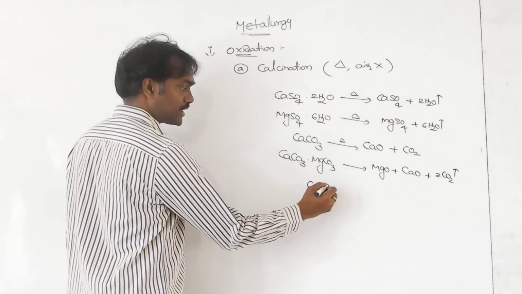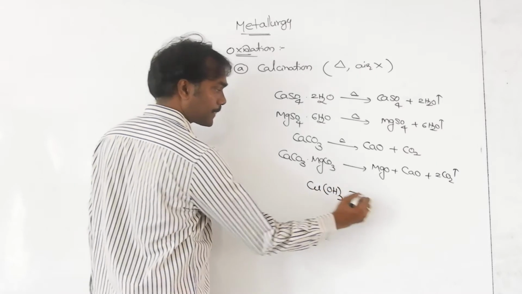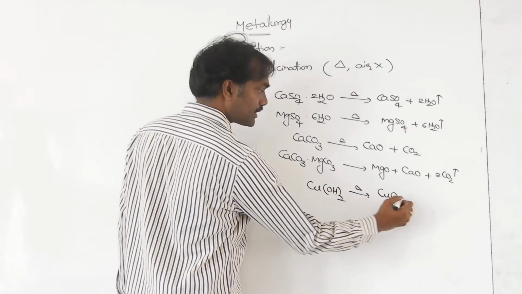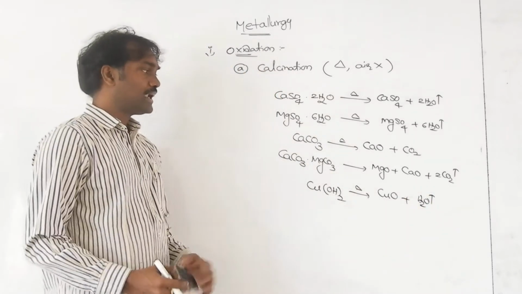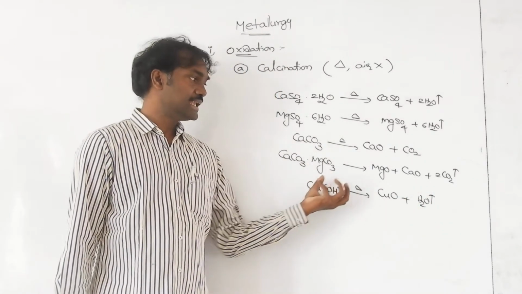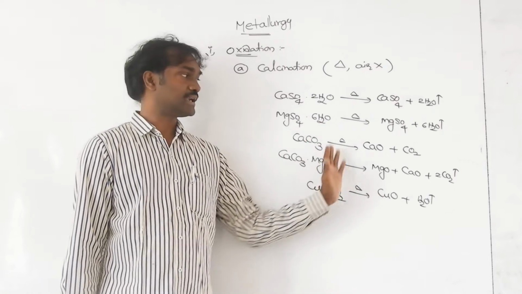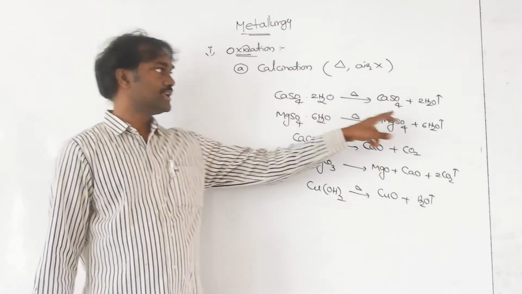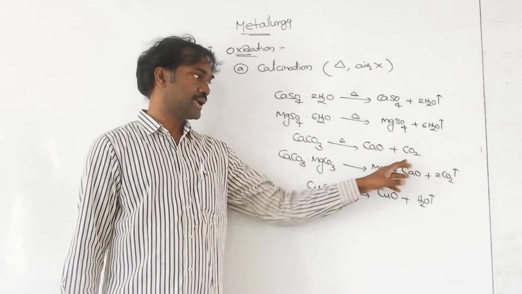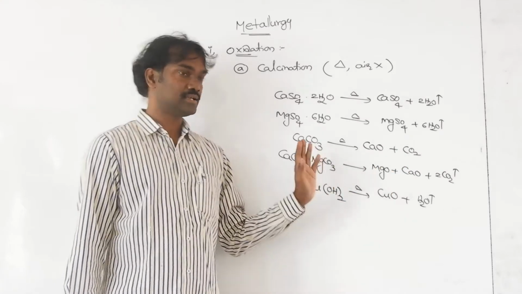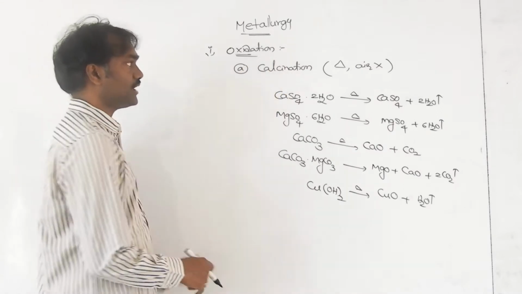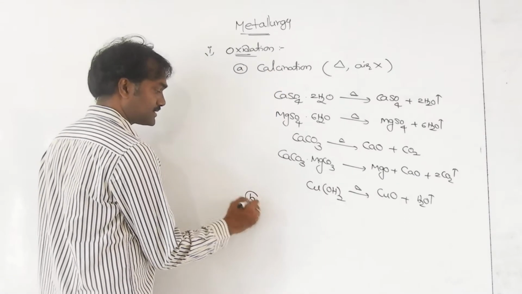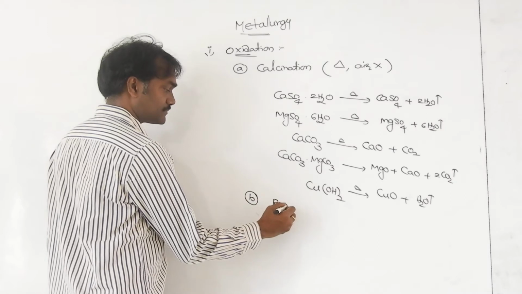Next, suppose you take copper hydroxide, we heat it, you get copper oxide plus water vapor. So whatever compounds are easily eliminated from the ores, what is easily going? Water vapor, carbon dioxide, carbon monoxide, such compounds are easily eliminated. That is the use of calcination. Next, B. Roasting.